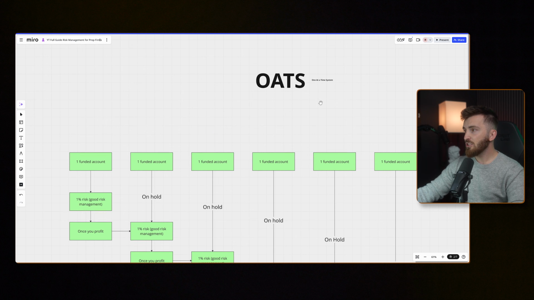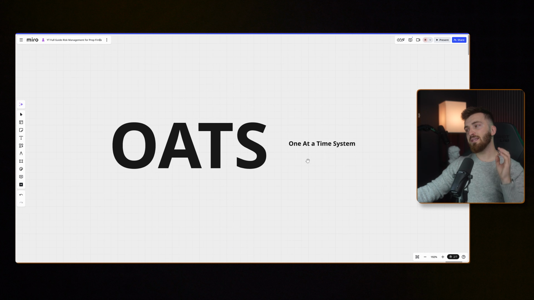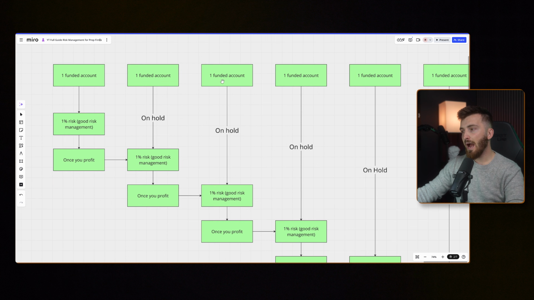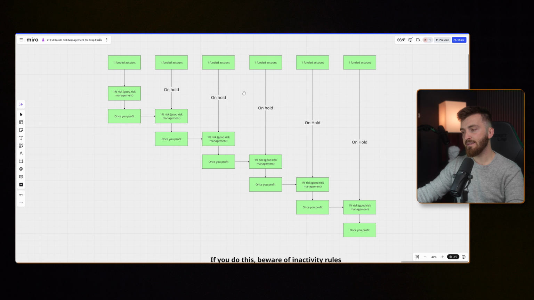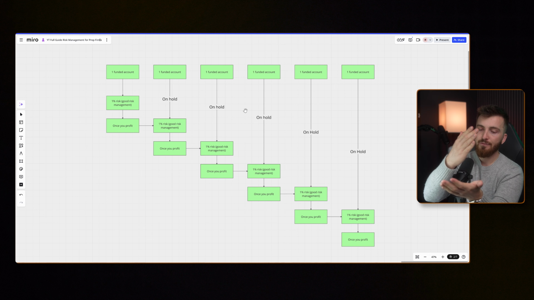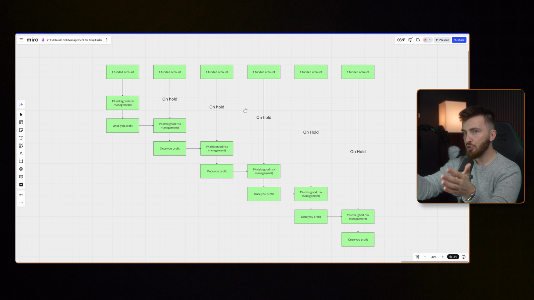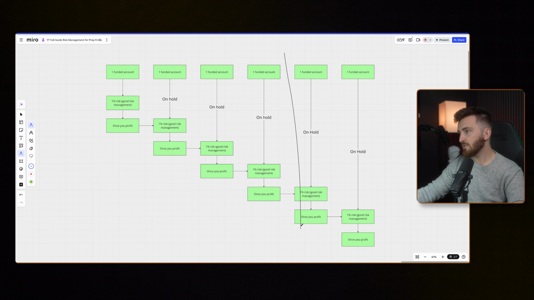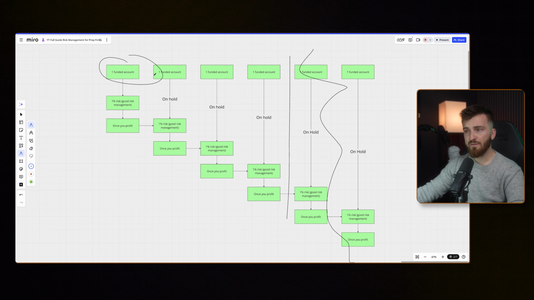So now let's talk about the OATS system. It's called the One At A Time system. And that basically means that I want you to actually rotate the accounts. This is where you have to understand, okay, if you have 2 to 3 or 4 plus funded accounts, the best thing you can do is use the OATS system, right? If you have multiple funded accounts, let's say that you have 4 funded accounts. Let's say you only have this, you don't have these, right? Then you're going to trade 1 funded account.